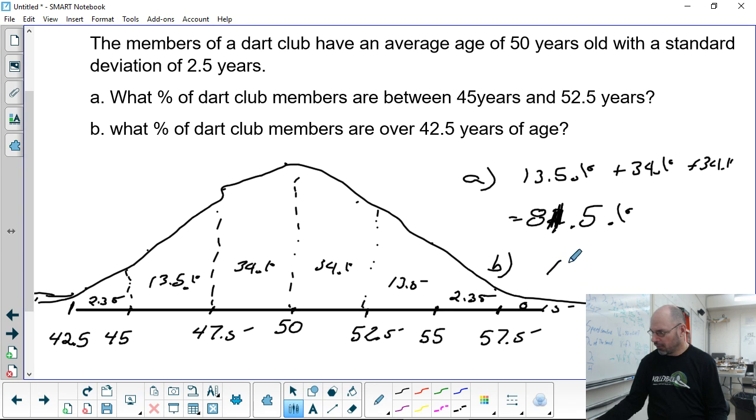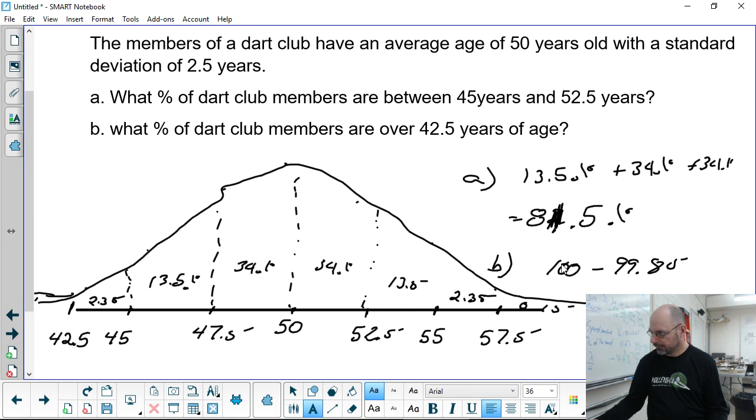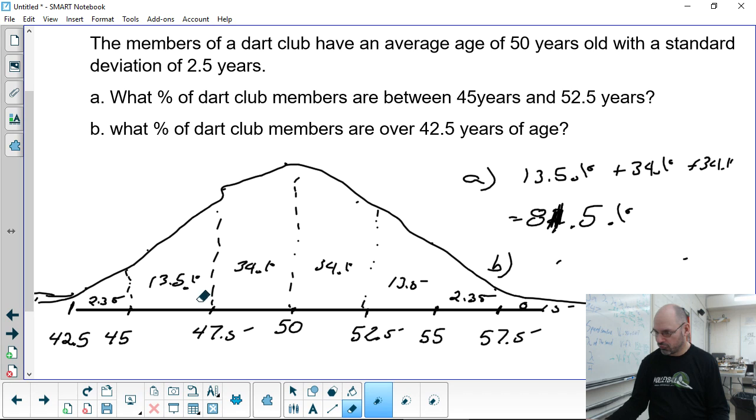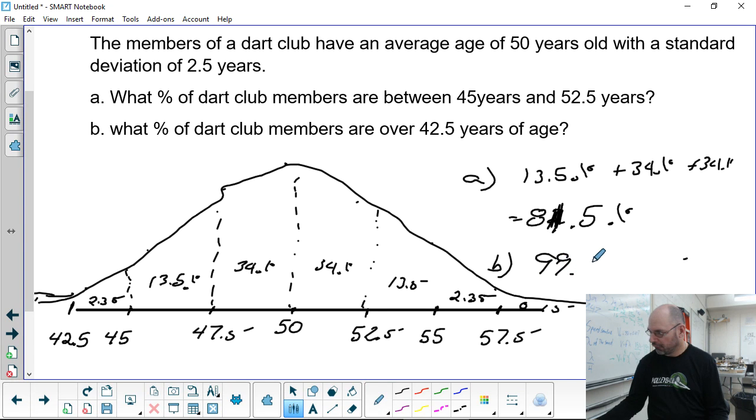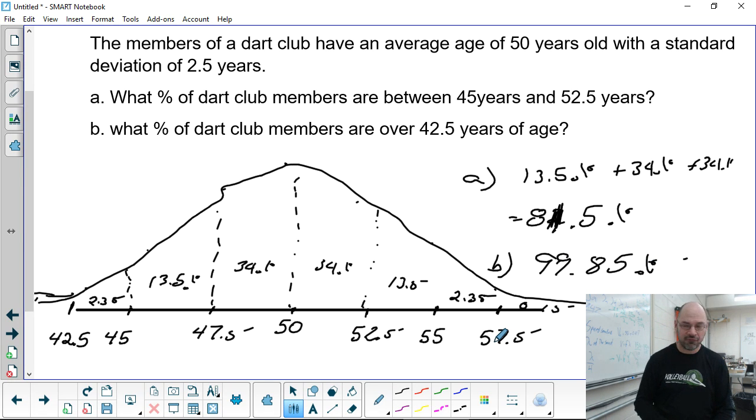So it would be 100 minus whatever all this is, which would be 99.85%. Or sorry, I got it backwards. I'm just adding them. If we add all of these there, you get a total of 99.85%. So just about everybody's over that age. And that's the first type of question where they give you the results.